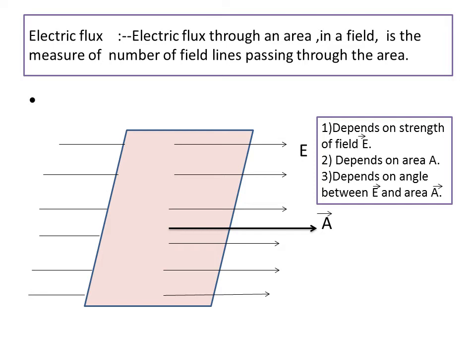Second one, it depends on the area. If larger is the area, more field lines pass through it. When smaller areas are considered, field lines are less. The third one is, the number of field lines or flux depends on the angle between electric field E and area A. As we know, area vector is drawn perpendicular to the plane that we are talking about.